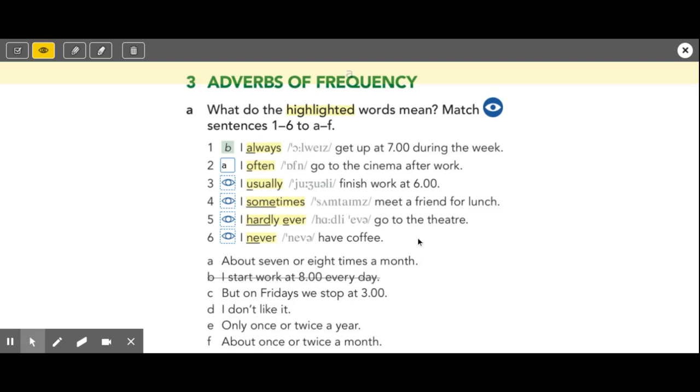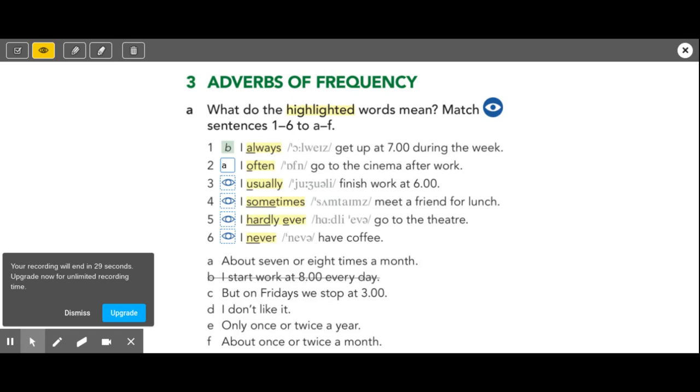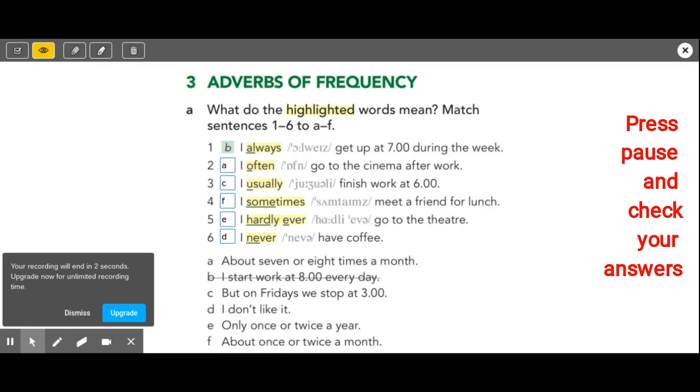Okay, there it is. Right, I'm going to pause it so that you can do the rest, but I will read them out loud first. But on Fridays, we stop at 3. Stop, finish, about the same. I don't like it. Sounds like me with tea. Only once or twice a year. About once or twice a month. I'm going to press pause in 5, 4, 3, 2, 1. And now if you finish doing the answers, I will put the answers up for you to check. And here they are.